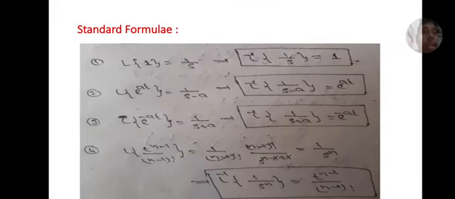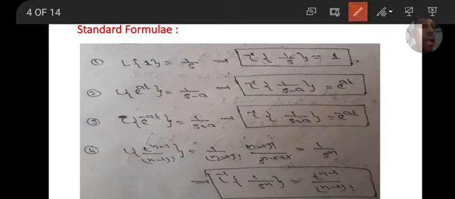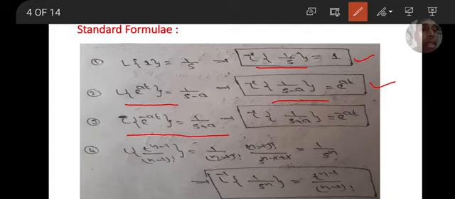If L of 1 equal to 1 by s, then L inverse of 1 by s equal to 1. Reverse. So L of e to the power of at equal to 1 by s minus a, we know the formula. So L inverse of 1 by s minus a equal to e to the power of at. L of e to the power of minus at equal to 1 by s plus a. So L inverse of 1 by s plus a equal to e to the power of minus at.